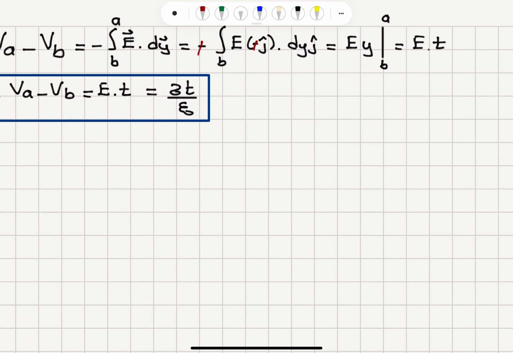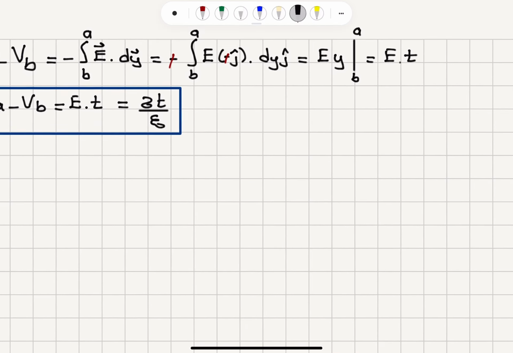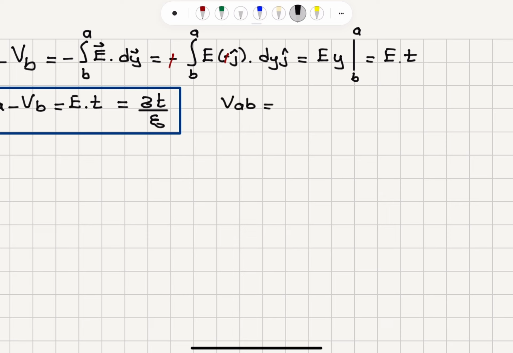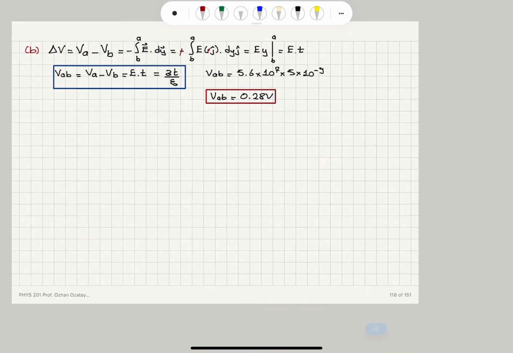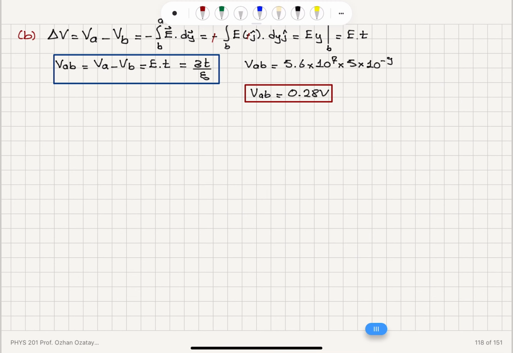Now, if I plug in the numbers here, potential of A with respect to B is the electric field magnitude 5.6 times 10 to 7 volts per meter. The thickness was 5 nanometers, 5 times 10 to minus 9. So I find that the potential difference VAB is 0.28 volts. So VAB turned out to be positive.